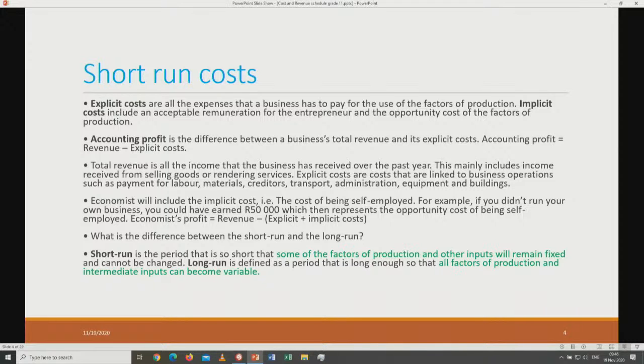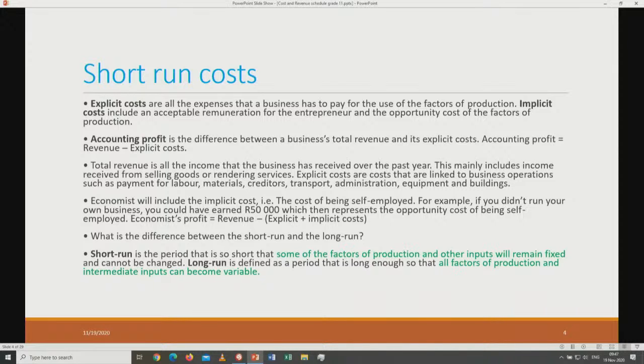So that's why we say in the short term, or in the short run period, at least one of the factors of production, or one of the factor inputs in the business, is fixed. So that is what differentiates the short run from the long run. When you look at the long run, in the long run period, all factors of production, all factor inputs are variable. There's no one that is fixed.